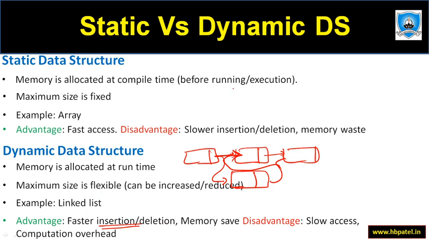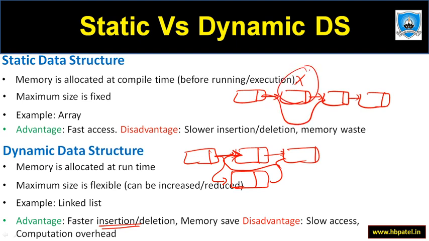Same way for deletion also. Supposing you have a list like this, wherein the first element is pointing to second, second is pointing to third, third is pointing to fourth. Now if you wish to delete this one, all you need to do is just change this arrow from here to here, and now this is removed. So in this dynamic data structure, insertion and deletion is fast, and memory is also saved, because as you need memory, you will be allocating memory. When you do not need, you will be removing.